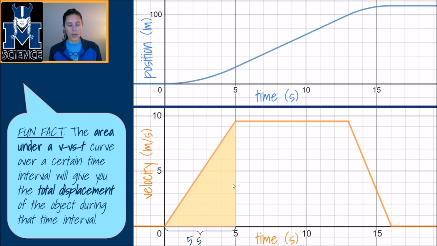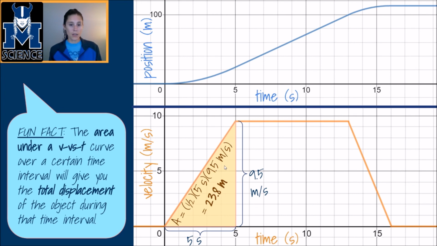So we know that is a triangle. It has a base of 5 seconds and a height of 9.5 meters per second. So if we take that and plug it into our formula to get the area of a triangle, 1/2 base times height, 1/2 our base is 5, our height is 9.5. Take a look at what happens with our units. So we have 5 seconds times 9.5 meters per second. Well, our seconds are going to cancel out, and they give us just the unit of meters.